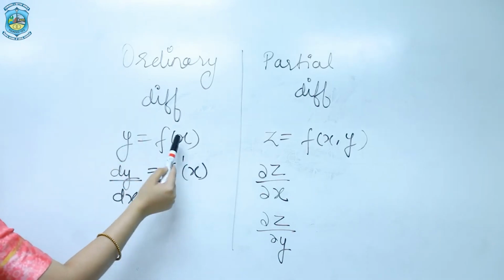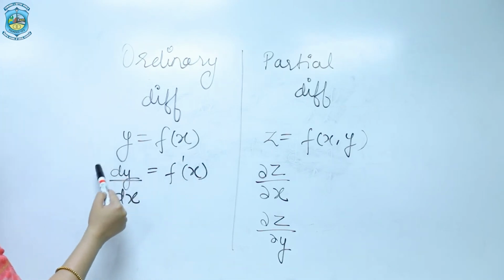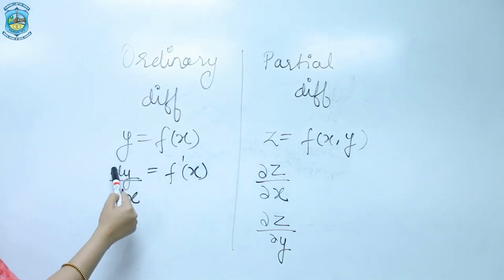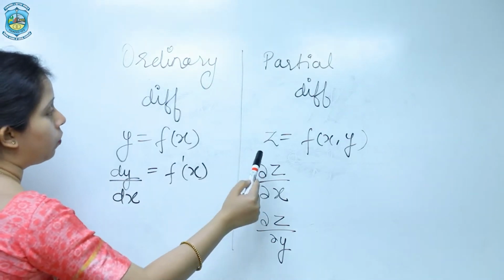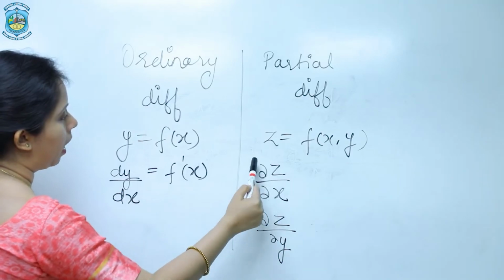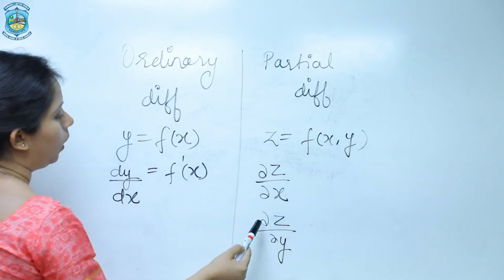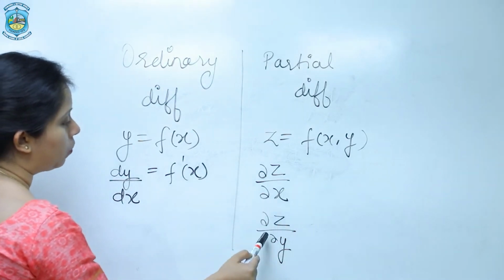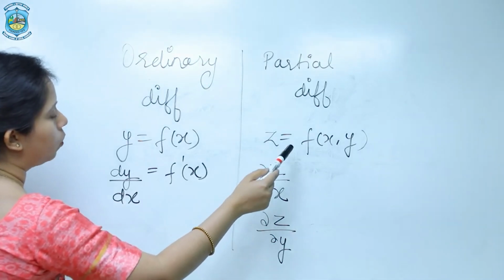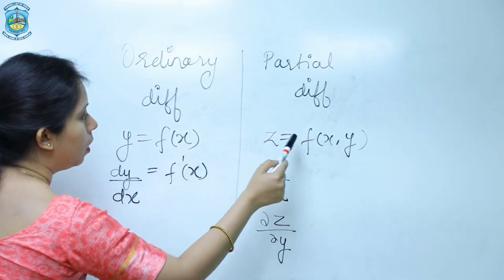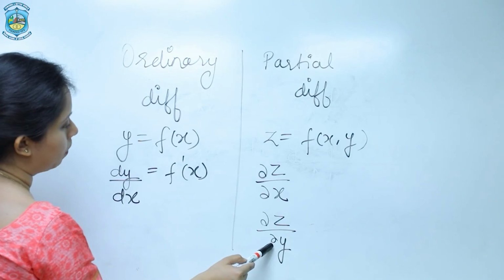So when we differentiate y with respect to x, we get dy by dx is equals to f dash x. Here dy by dx is the notation used for derivatives, and when we differentiate z with respect to x, we treat y as constant. So we get the value of del z upon del x. When we differentiate z with respect to y, we get del z upon del y, and we treat x as constant. So in this situation, z will be differentiated with respect to all the independent variables present in it. So here z will be differentiated with respect to x and z will be differentiated with respect to y.